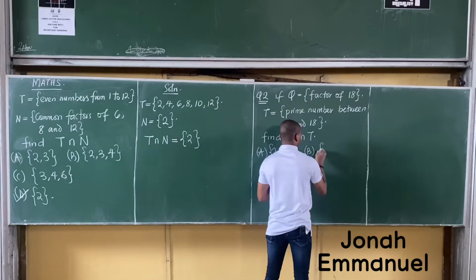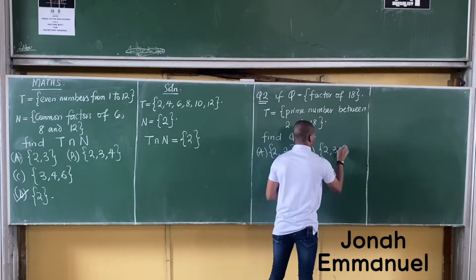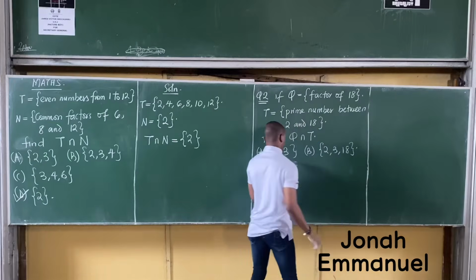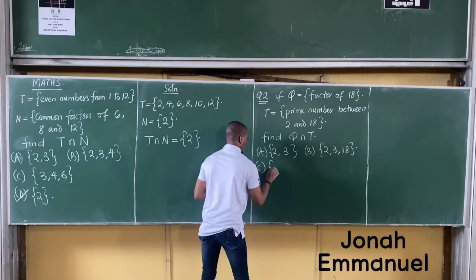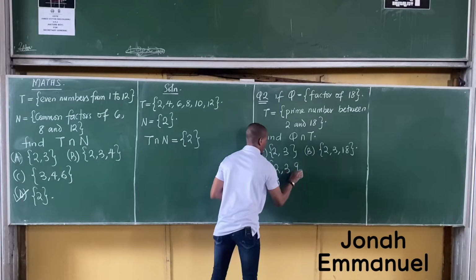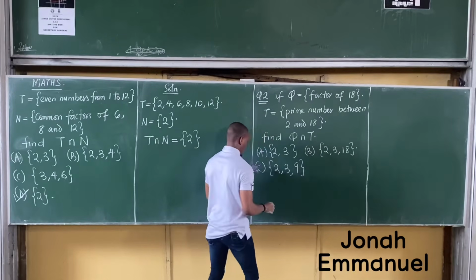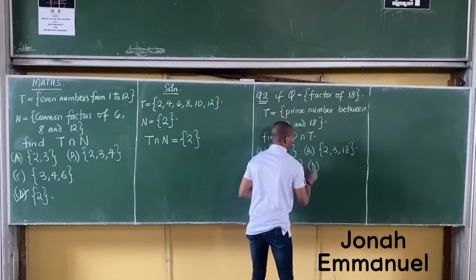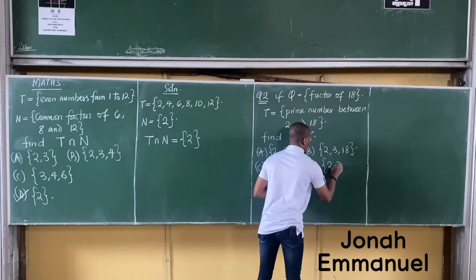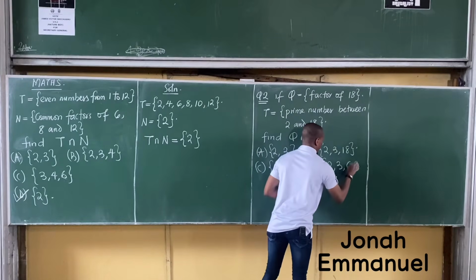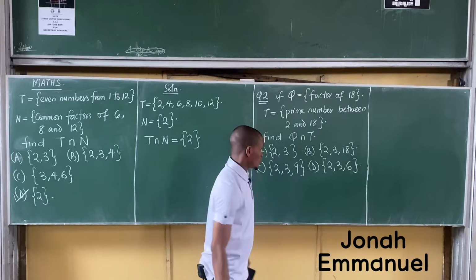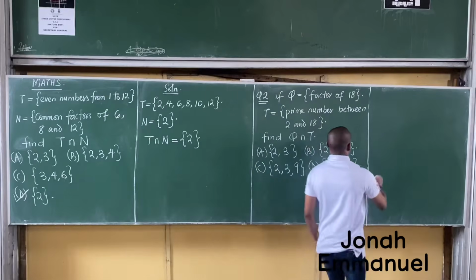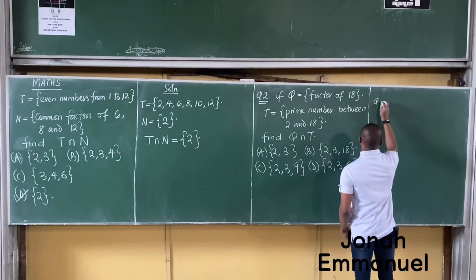We have 2, 3, 18. We have 2, 3, 9. You have 2, 3, 6. Let's solve it. Alright, so case 1, list out the elements in Q.